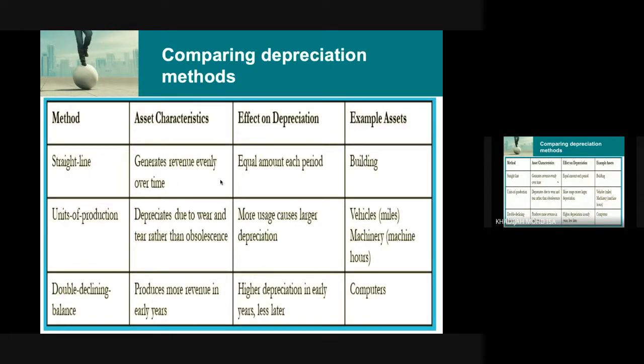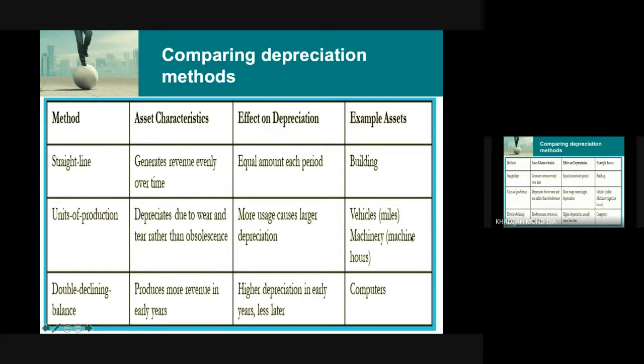All right, in terms of methods, we have the straight line method, the unit of production method, and the double declining method. Looking at the asset characteristics, the straight line method generates revenue evenly because the expense is even, an equal amount each period. An example of an asset is normally a building. But the unit of production depreciates due to wear and tear rather than obsolescence, so it is more applicable for vehicles and machines.